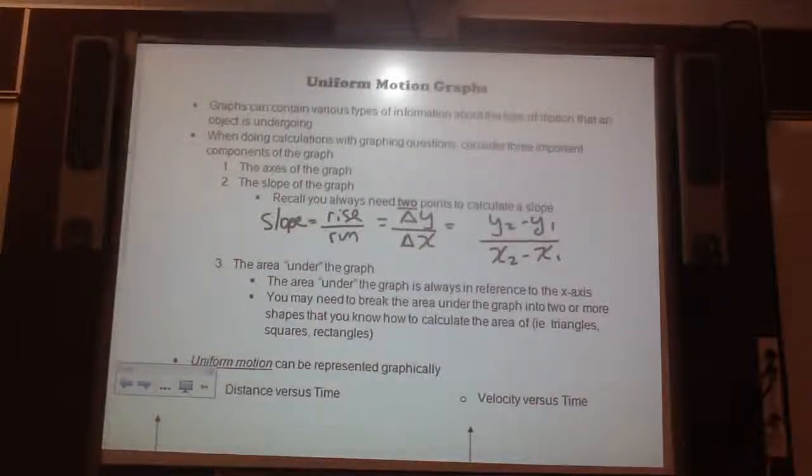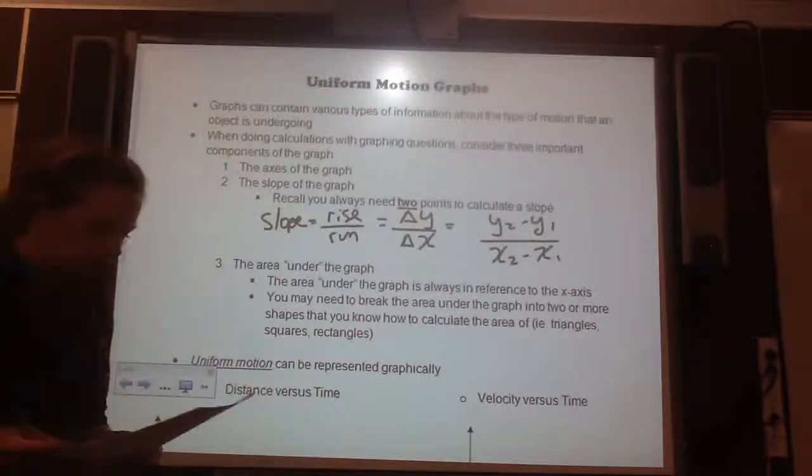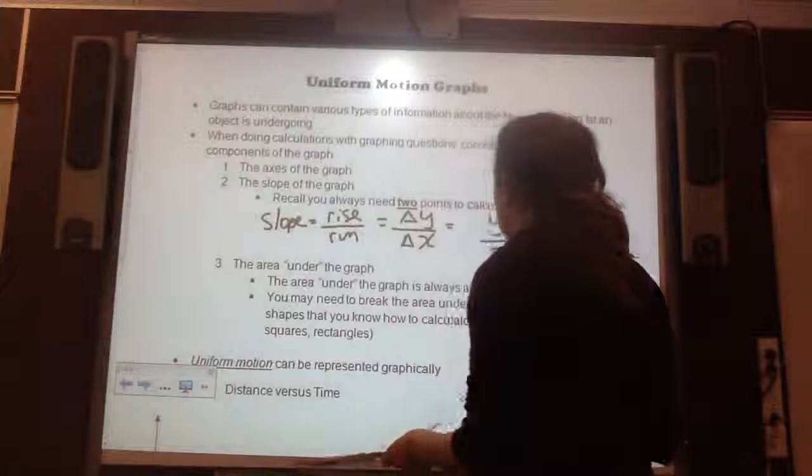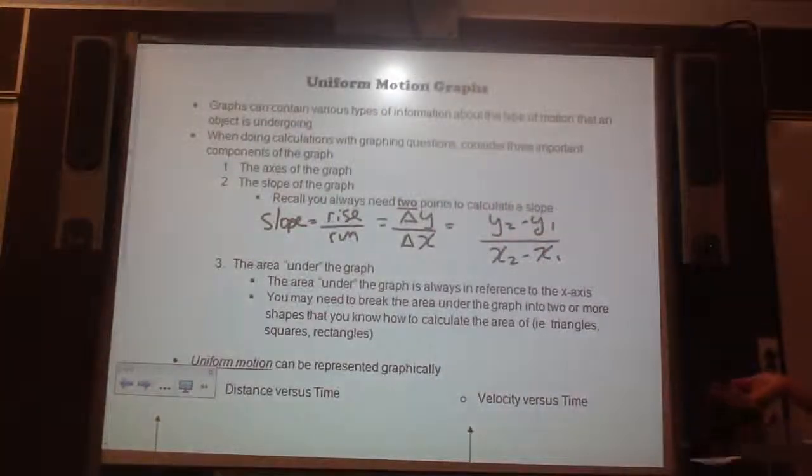We also need to look at the area under a graph. So the area under the graph is always in reference to the x-axis. You may need to break the area under the graph into 2 or more shapes. So if it's an irregular shape, you might have a triangle plus a rectangle plus another triangle. So the area will give you different things depending on what your axes are.